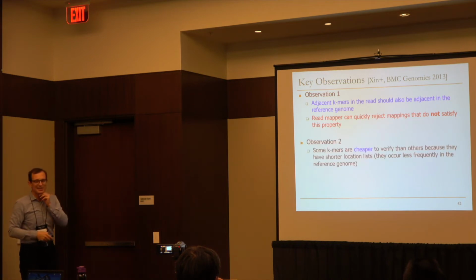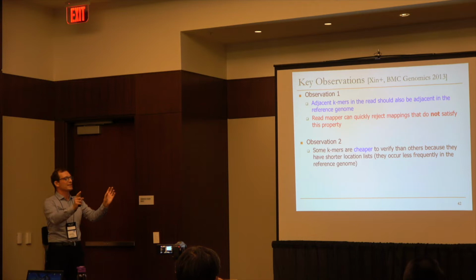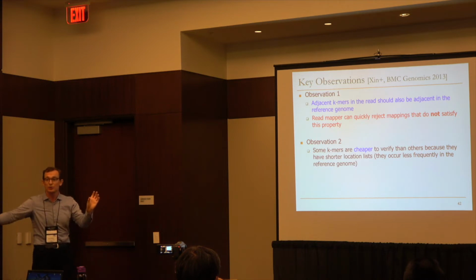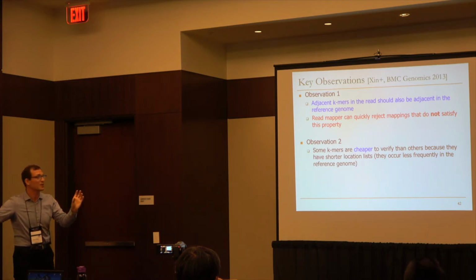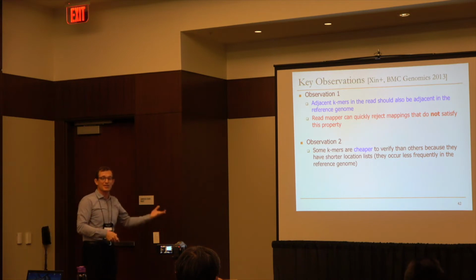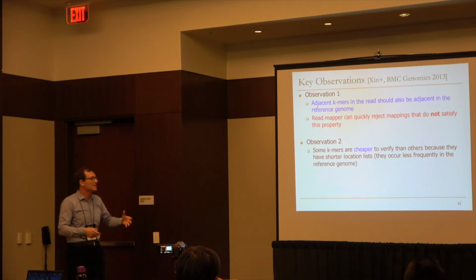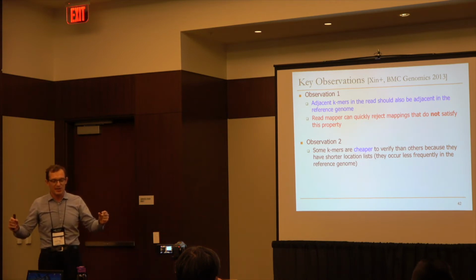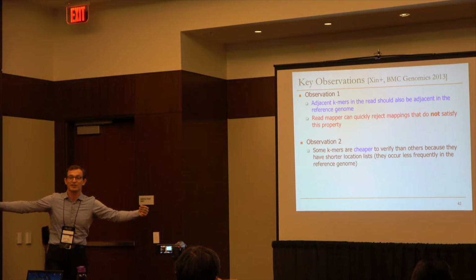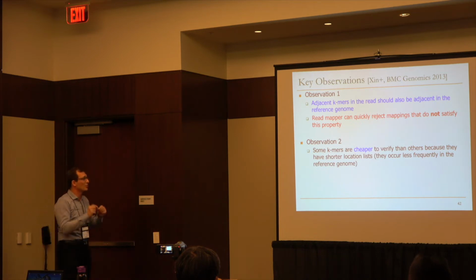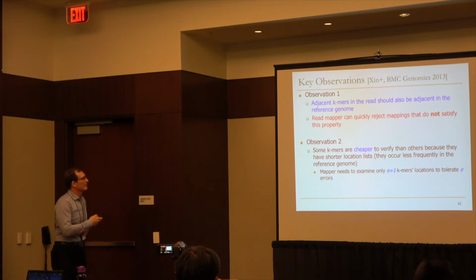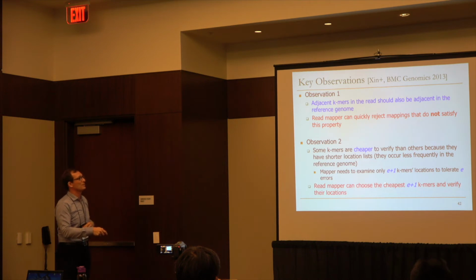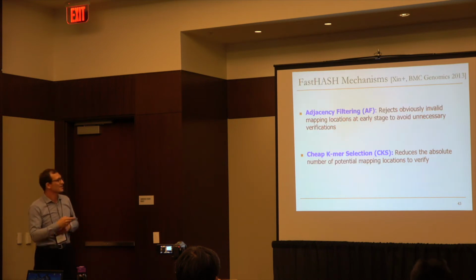The second observation is about when you get a read: how do you chop it into k-mers, and which k-mers do you use to index the hash table with? This matters because some k-mers are cheaper and some k-mers are more expensive. This means that not all k-length strings appear at the same frequency across the reference genome. So we want to exploit that. We want to only choose those k-mers that are cheap. Okay, I'm going to get to this in a little bit. Basically, the read mapper can choose the cheapest k-mers to verify their locations.